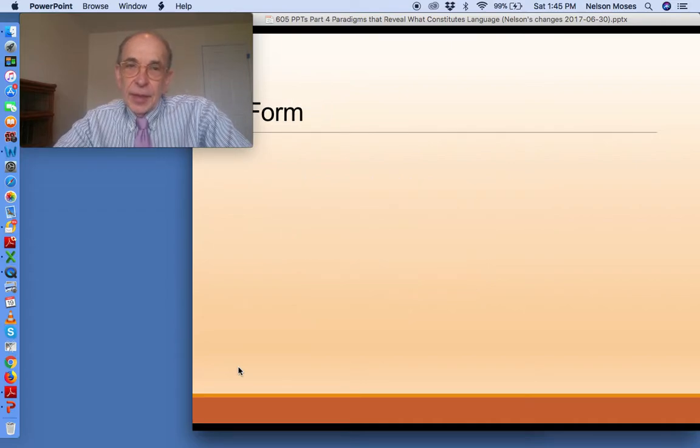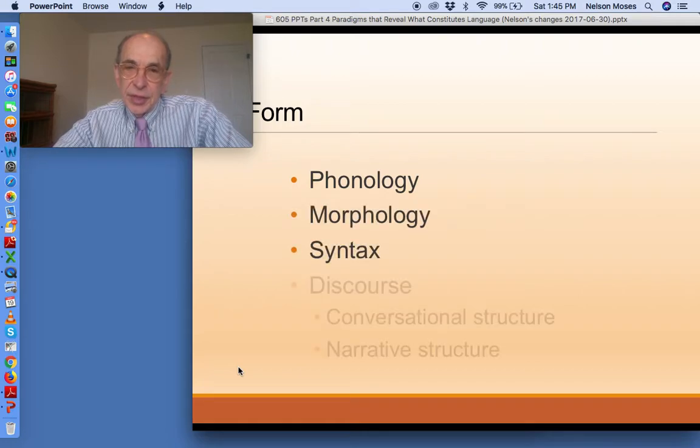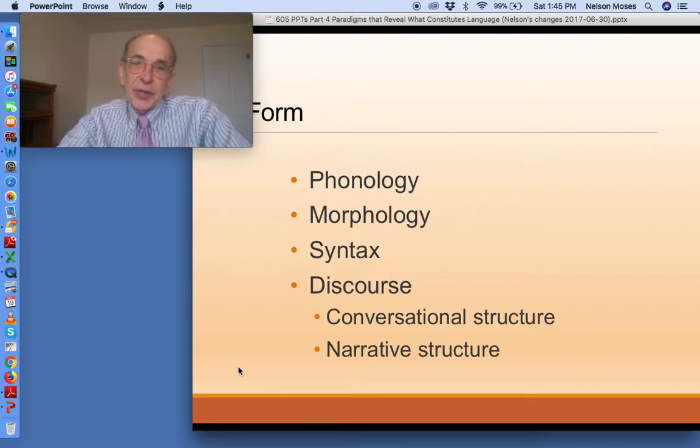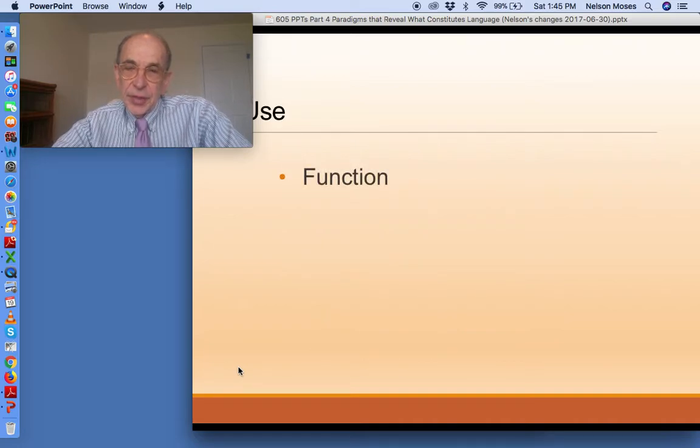content. Now in the area of form, we have phonology, as I mentioned before, morphology, syntax, and discourse, aspects of form, conversational structure, and narrative structure, or story grammar. All of these are components of form. Any of these can be influenced or be influencing a language problem. They're in fact intrinsic to language, these behavioral subcomponent systems.